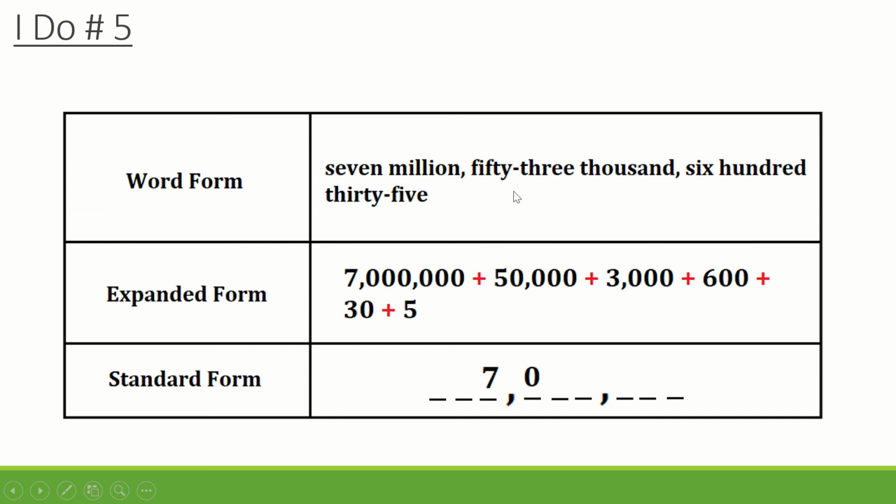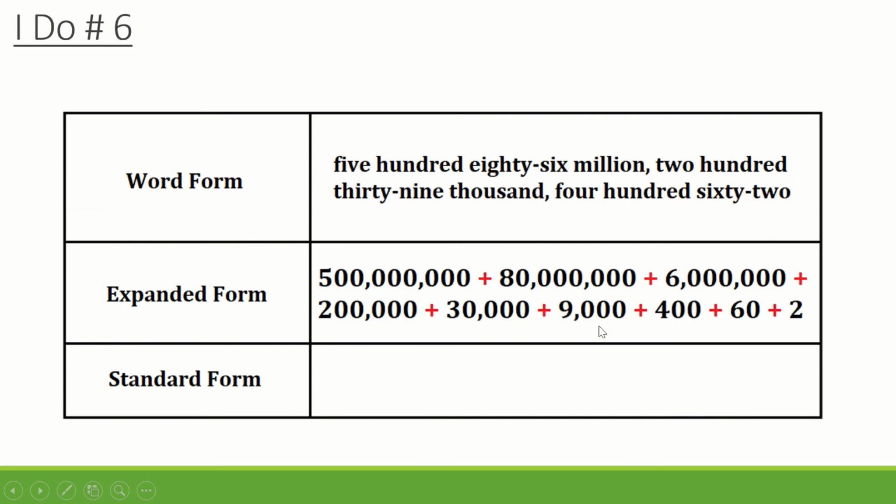I start out with 50,000, as is shown here. So I need to put a 5 in my 10,000s place. Then I have a 3 in the thousands place, so I need to put a 3 there. Then I have 635. So I need to put a 6 in the hundreds place, a 3 in the tens place, and a 5 in the ones place. So that number that we just converted reads as 7,053,635.